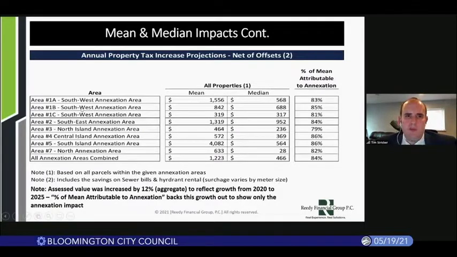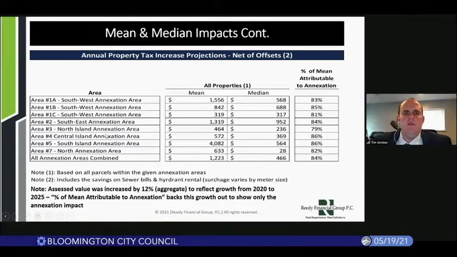Area 1B, which is still the Southwest Annexation area, the average increase is $842. The median is $688. And the percentage of the average attributable to annexation is 85%. For area 1C, the average increase is $319. The median is $317. And the percentage of the average attributable to annexation is 81%. For area 2, the average is a $1,319 increase. The median is $952, and the percentage of the mean attributable to annexation is 84%.